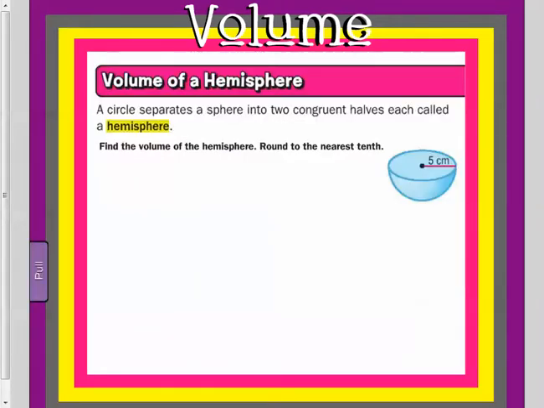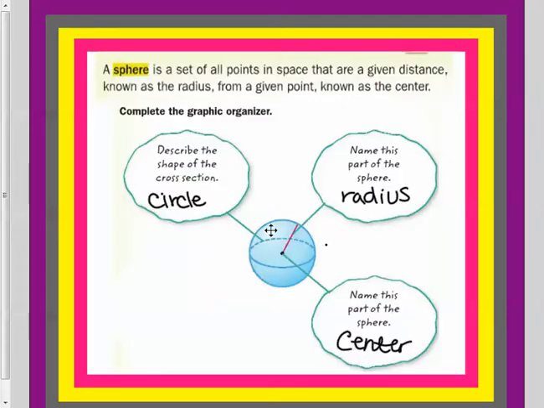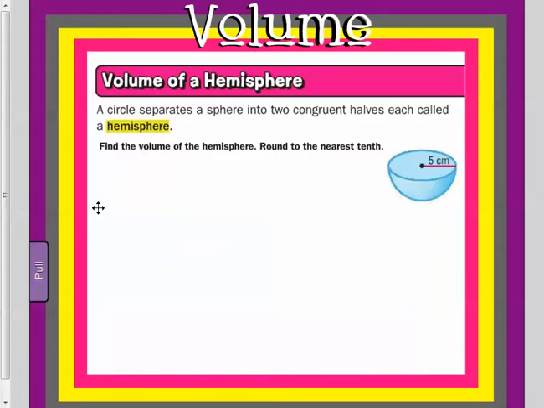Okay, so what about one of those things that we were talking about before, the hemisphere? When it's cut by a cross section, we have 2 hemispheres. So what are we really doing? We are cutting the sphere in half. So find the volume of the sphere and then cut it in half. All right, I'm going to leave you to it, so go ahead and try this one, and I'll be back in just a second to show you the answer.